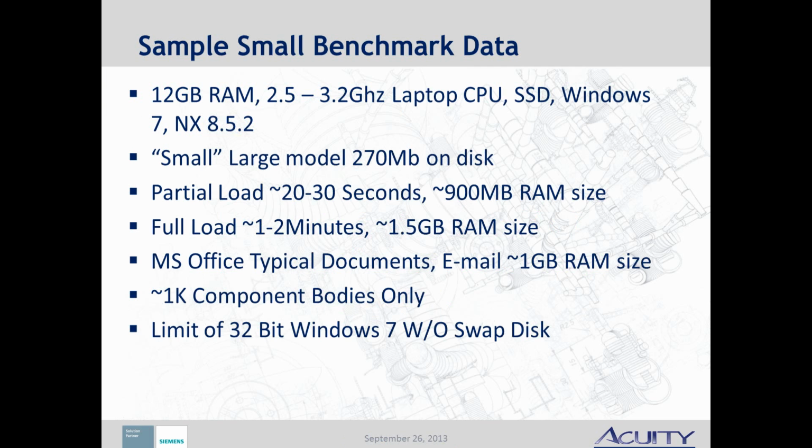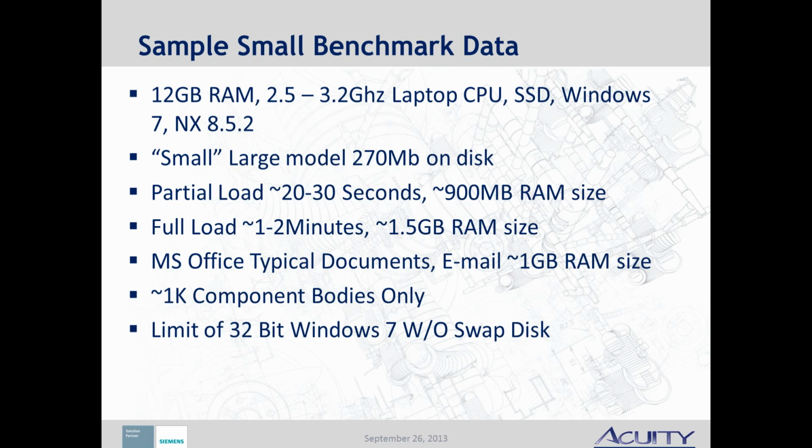So we've got some sample benchmark data for you guys. We have a machine here that had 12 gig of RAM, a 2.5 to 3.2 gigahertz laptop, solid state disk, Windows 7, using NX 8.5.2. The assembly that we just watched was a 270 megabyte on-disk assembly. Partial load was 20 to 30 seconds. Took about 900 megabytes of system RAM. A full load took 1 to 2 minutes, 1.5 gigabyte RAM size.